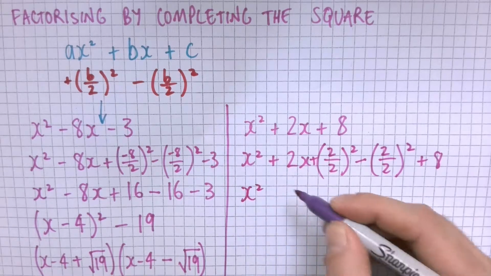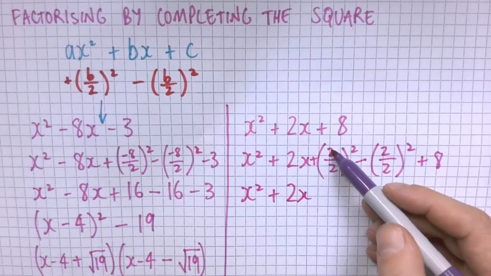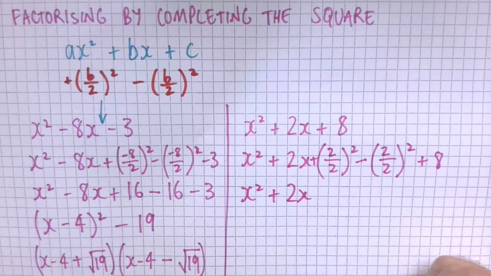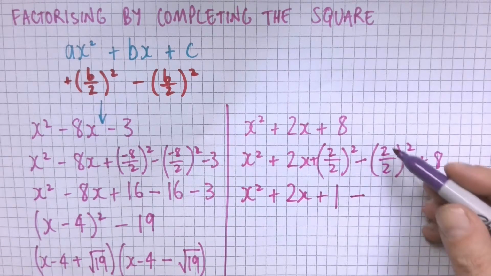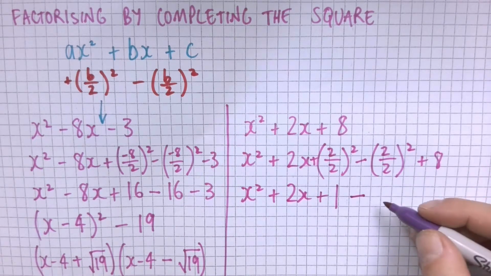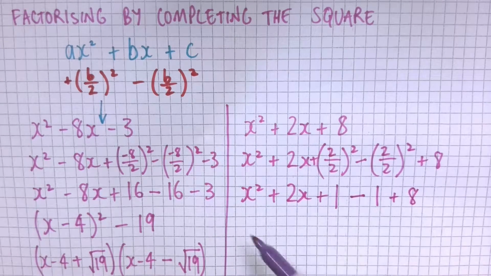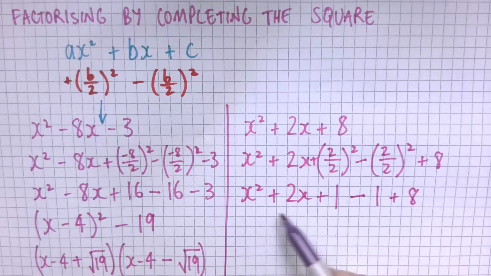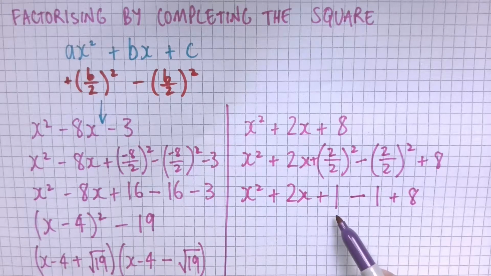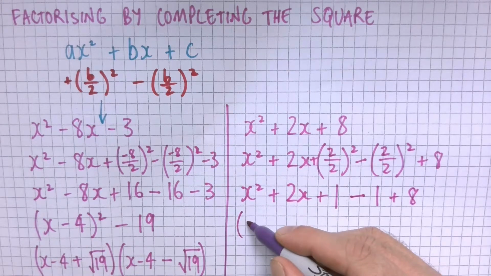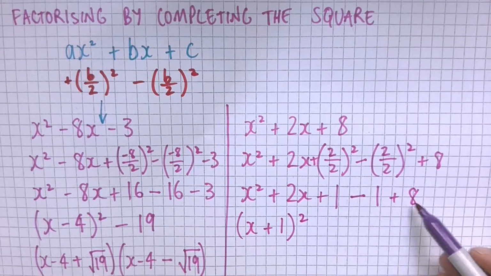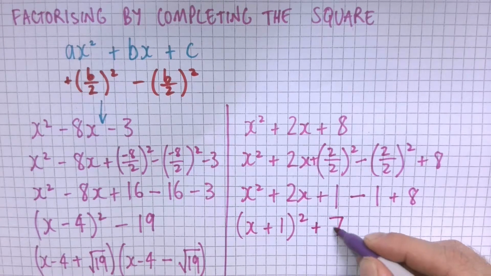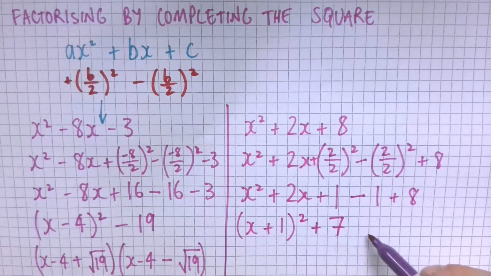So if I'm looking at those brackets there, (2 over 2) all squared, 2 divided by 2 is 1, 1 squared is still 1, so plus 1. And I'm going to do take 2 over 2, which is 1, 1 squared is 1, and plus 8. Here we have this perfect square, so two numbers that add to give us 2 and multiply to give us 1, that number is 1, so it's (x plus 1) all squared. Then I've got minus 1 plus 8, so minus 1 plus 8 is positive 7.